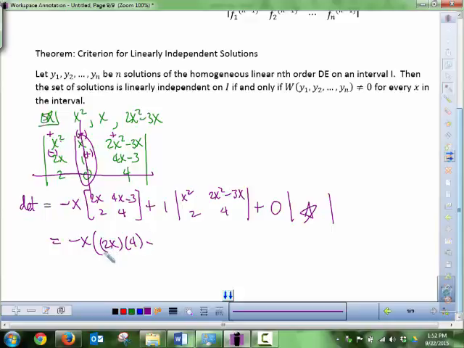So I have 2x times 4, and then 2 times 4x minus 3. So that's the determinant of this first 2 by 2 matrix. Now I have 1 times, and the determinant here is 4x squared minus 4. I was going to multiply everything out, but let me just say 2 times 2x squared minus 3x.